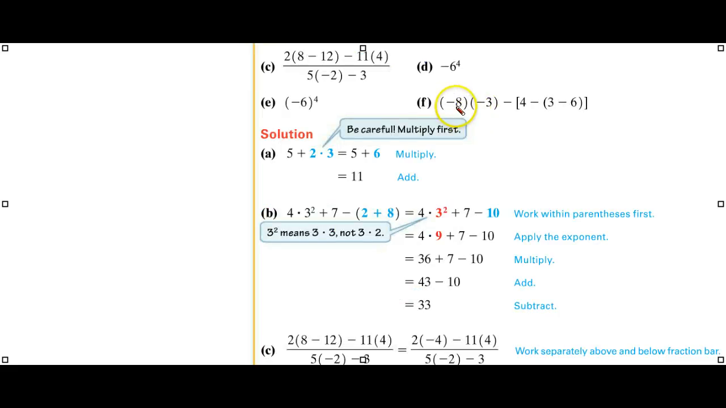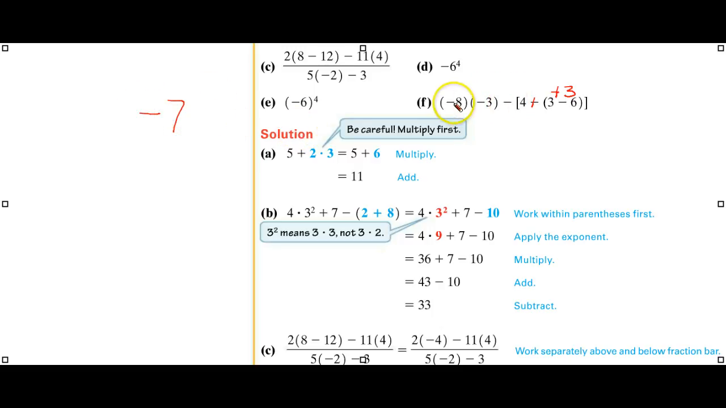Now from letter f, what do we do first? Well, the innermost parenthesis. So what we have here is going to be a -3. But it's the opposite of a -3. So this becomes a positive. So we have 4 plus 3 is 7, and that'll be a -7 there.